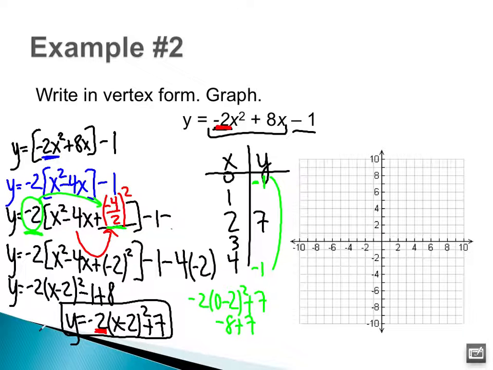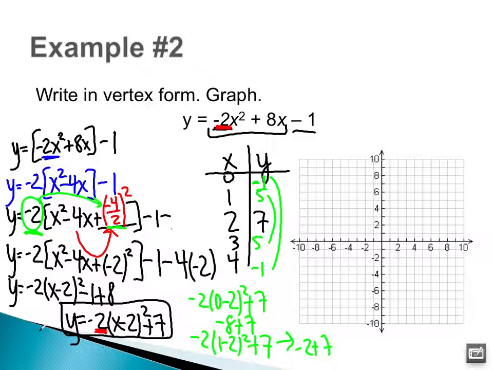Now I want to substitute in 1. I have -2, 1 subtract 2 squared, add 7. 1 subtract 2 is -1, squared is 1, multiplied by -2, this becomes -2, add 7, which is 5. Because of the symmetry, this should also be 5.